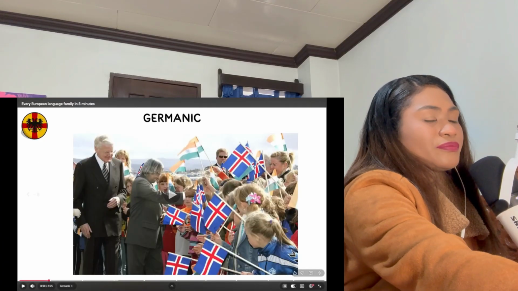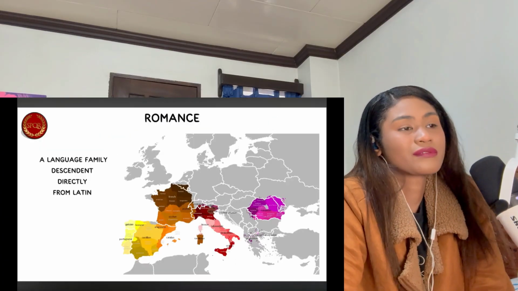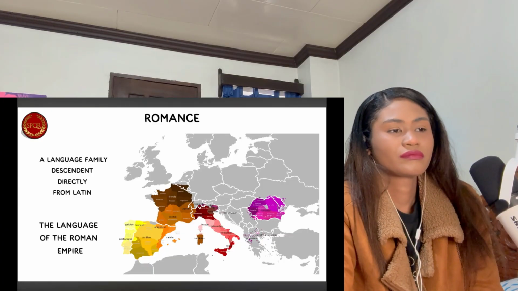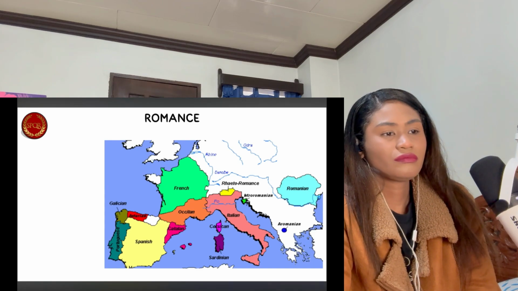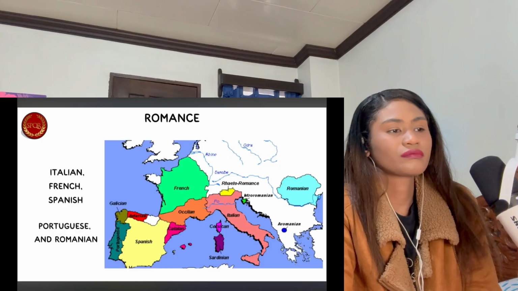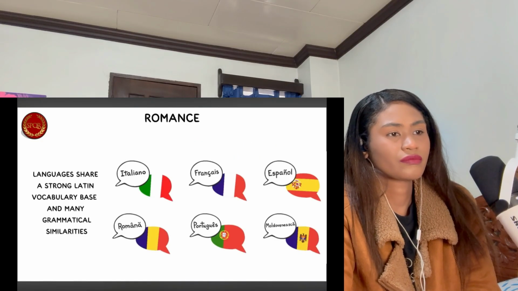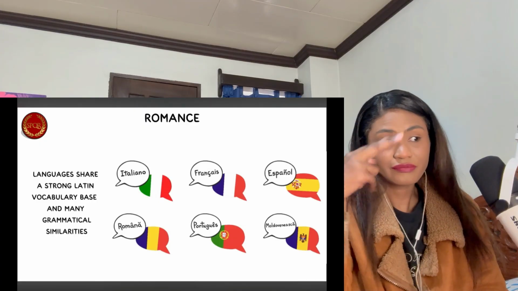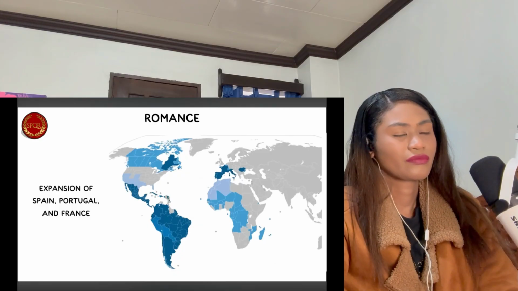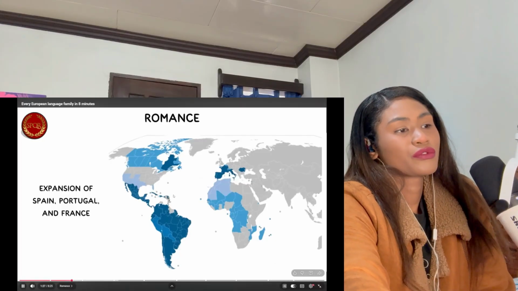But let's continue. Romance, a language family descended directly from Latin, the language of the Roman Empire, which spread across Europe during Roman conquests. After the empire's fall, Latin evolved regionally into distinct languages such as Italian, French, Spanish, Portuguese, and Romanian. These languages share a strong Latin vocabulary base and many grammatical similarities, though each absorbed elements from local tongues and later influences. The expansion of Spain, Portugal, and France through exploration and colonization made Romance languages global, spoken today in the Americas, Africa, and parts of Asia.